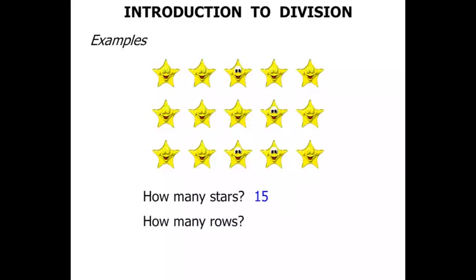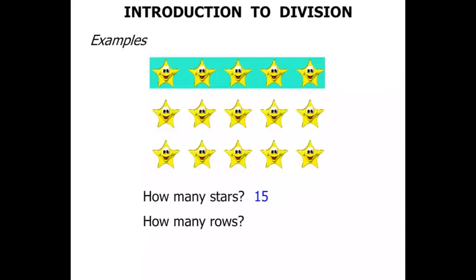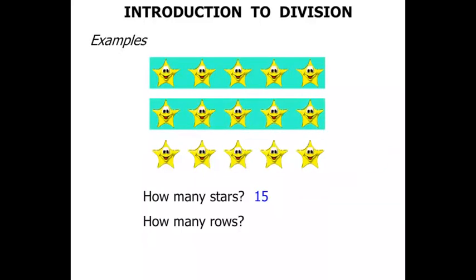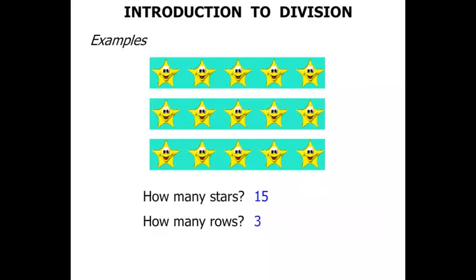How many rows? Well, generally with rows, we go across. 1, 2, 3. We've got 3 rows across.